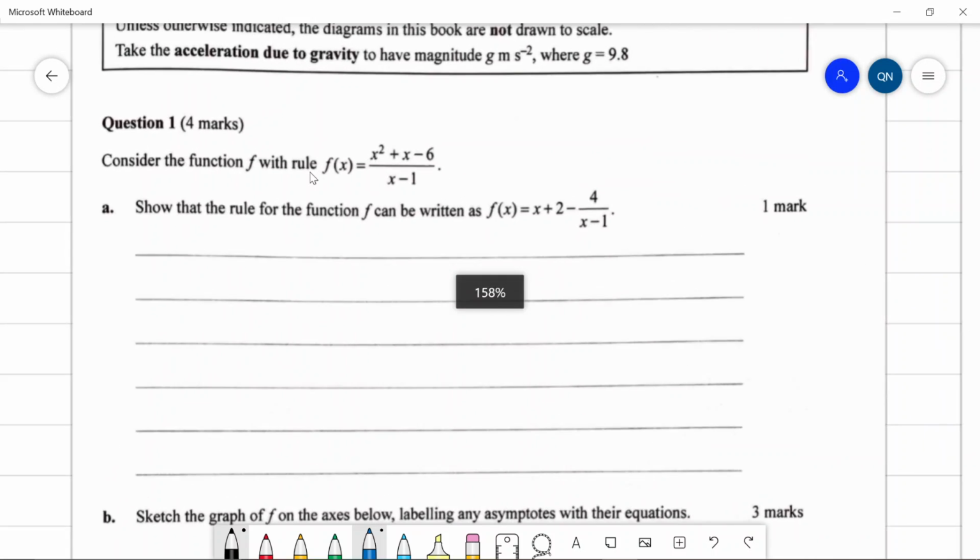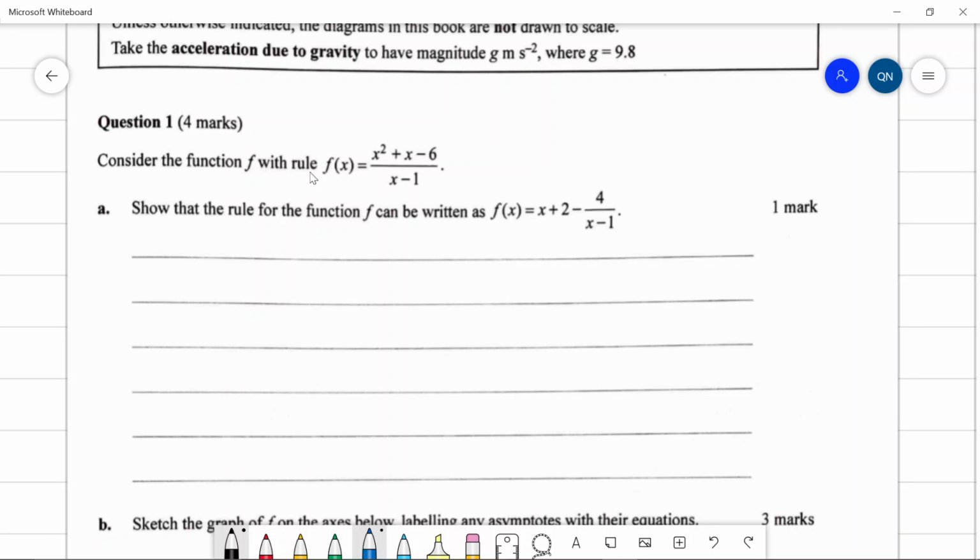So we have a rational function, and we want to show that the rule for the function can be written in this nice form over here. So that's just long division, nice 1 marker. So we have x squared plus x minus 6 divided by x minus 1. How do you do long division? You divide the thing somehow.